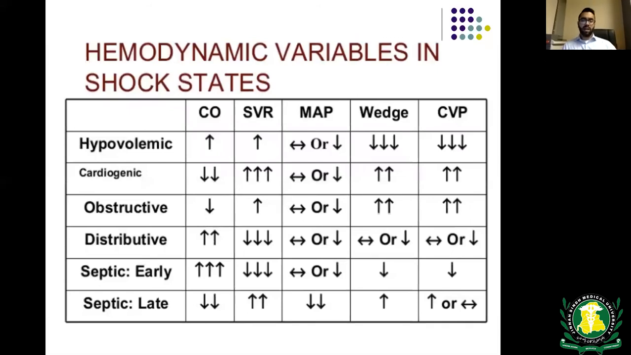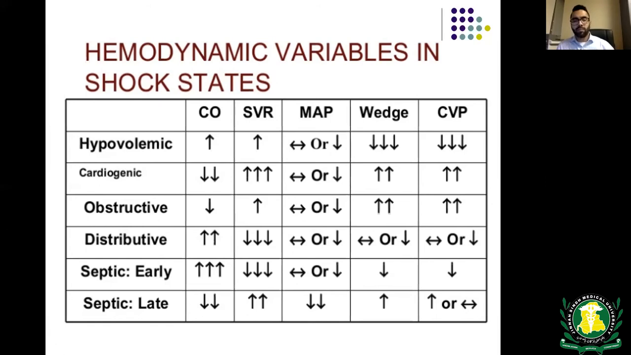So how do you differentiate various types of shocks based on the hemodynamic parameters? This is the type of table that will come over and over again, so it's better to become very familiar with this. And these are all the parameters that we discussed: cardiac output, systemic vascular resistance, MAP, wedge, and CVP.